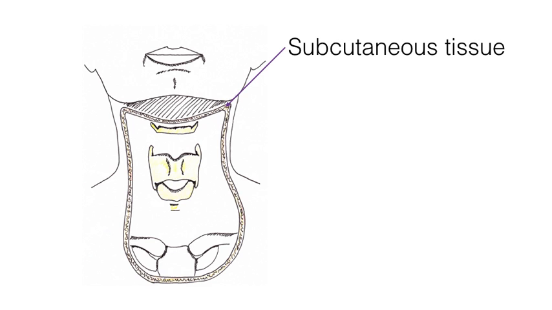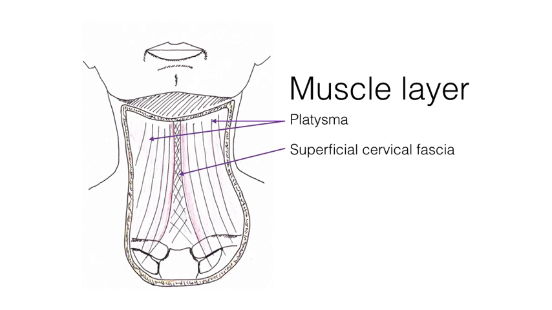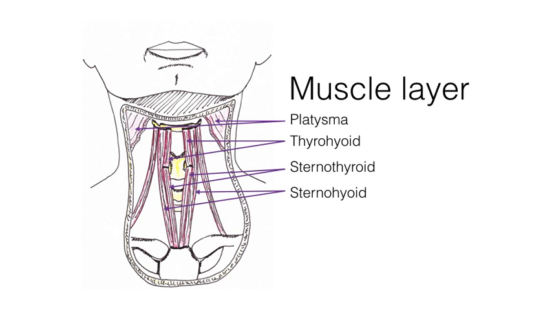If we cut away the skin, we have the subcutaneous tissue, and just underneath that we have the muscles. The first layer is the platysma. This is a very superficial muscle which lies on both sides of the neck. In the midline it is joined by the superficial cervical fascia. If we strip away the platysma, underneath we have the strap muscles of the neck. These are the thyrohyoid muscles, the sternothyroid muscles, and the sternohyoid muscles. And flanking these on both sides, we have the omohyoid muscles.